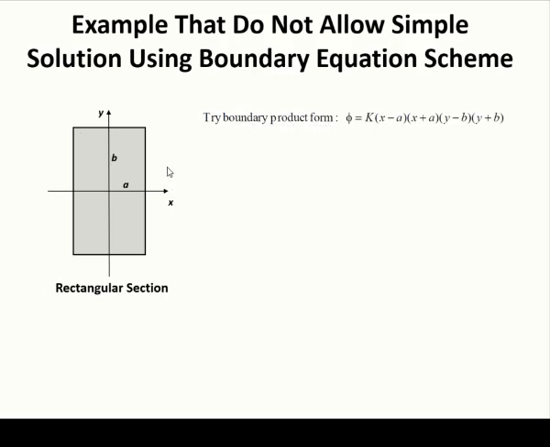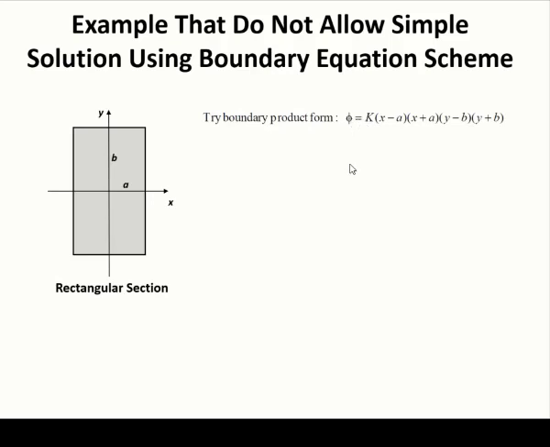For example, for a rectangular cross section, a good stress function would be equal to k times (x minus a)(x plus a)(y minus b)(y plus b). So basically the four lines of the boundaries of a rectangular cross section. And we know that this will be equal to 0 on the boundary. So this will be a good guess for us to start with.